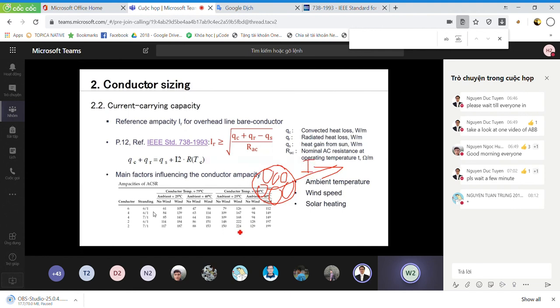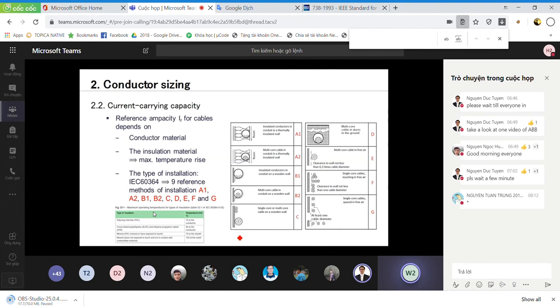Yeah, move to the next one. The configuration of the line construction might impact the current carrying capacity. Yes, here we are going to talk about the reference ampacity for cables, which depends on conductor materials. Conductor materials means what metal we use for the conductors. Normally, mostly we use aluminium.